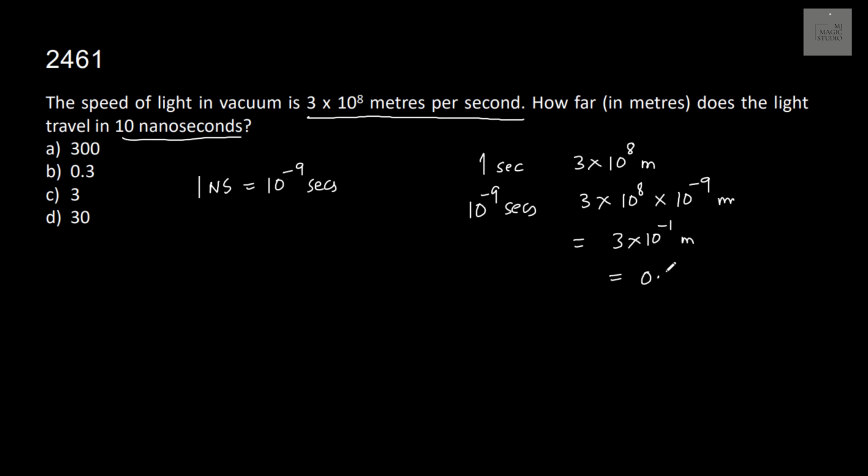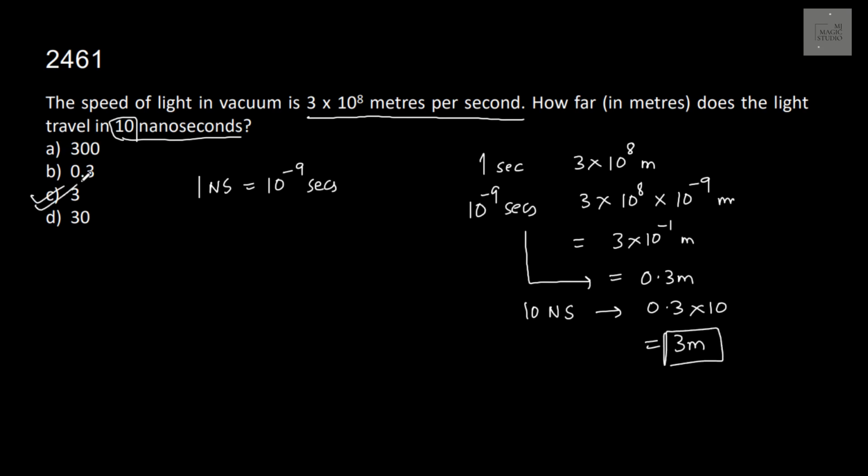3 by 10, 0.3 meters. But in the question it is written 10 nanoseconds; this is the distance traveled in 1 nanosecond. In 10 nanoseconds, the distance traveled would be 0.3 into 10, that is 3 meters. Option C fits in.